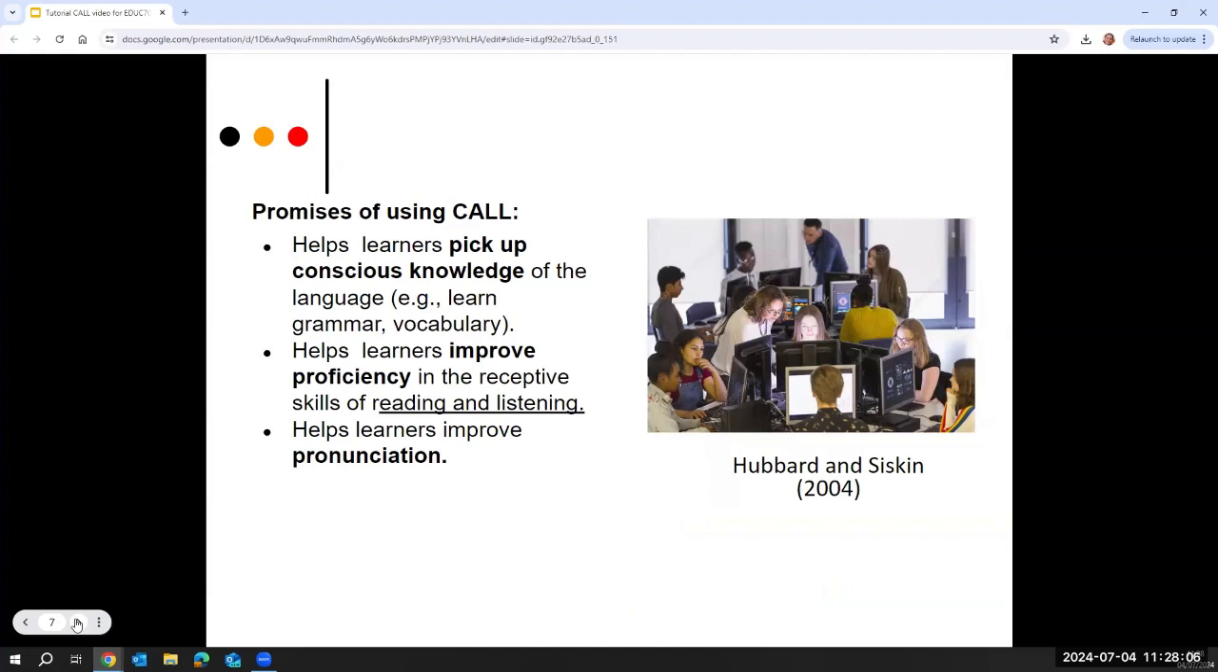Promises of using tutorial CALL technology are: it helps learners pick up conscious knowledge of the language. This is a way in which they can learn grammar, vocabulary. It helps them to improve proficiency in the receptive skills, such as reading and listening. Those are receptive skills. And it also may help to improve pronunciation.